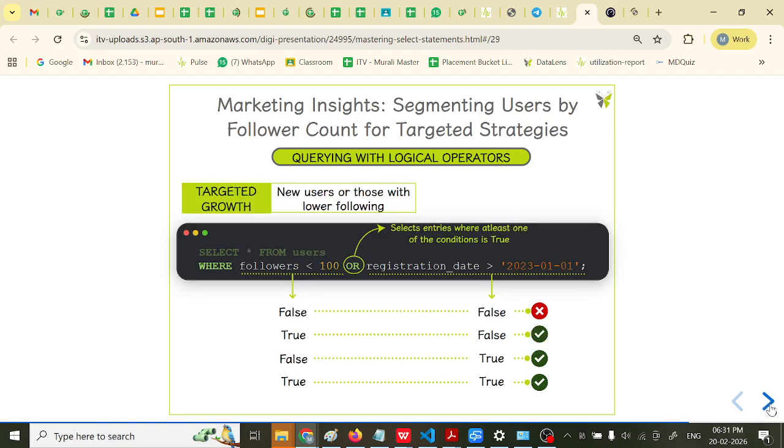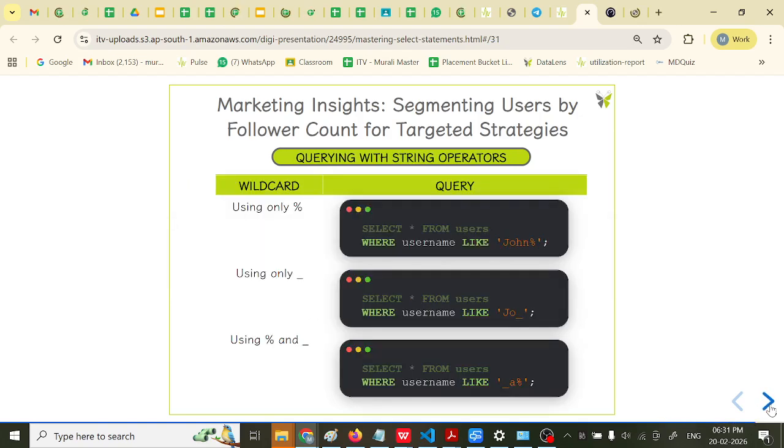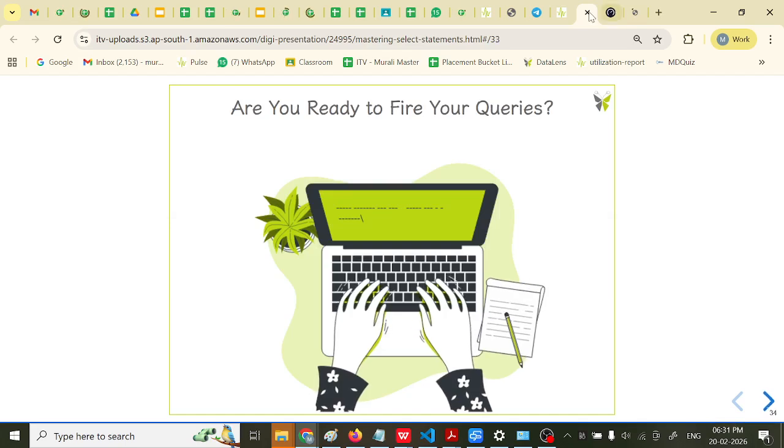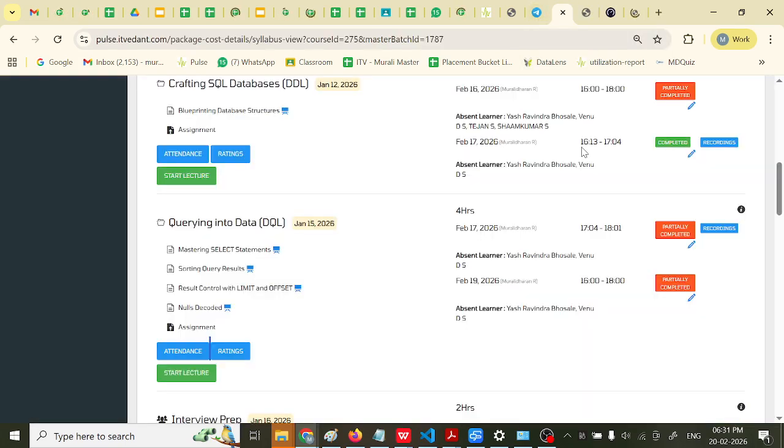Next we have logical operators: and, or, between, in, like. So some four more commands are there. Very important commands are there.